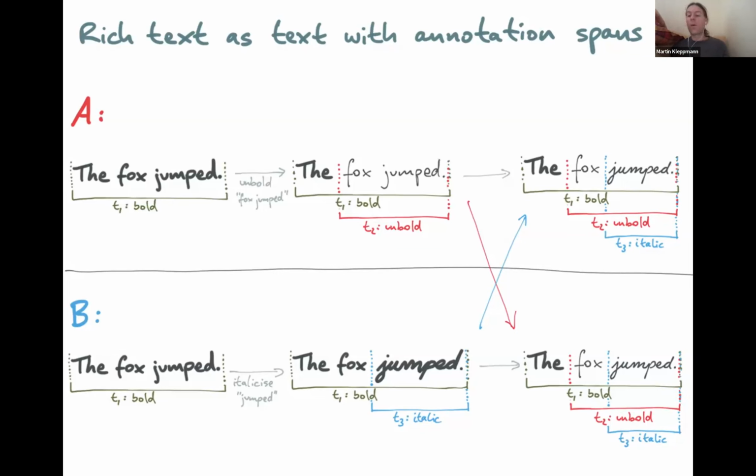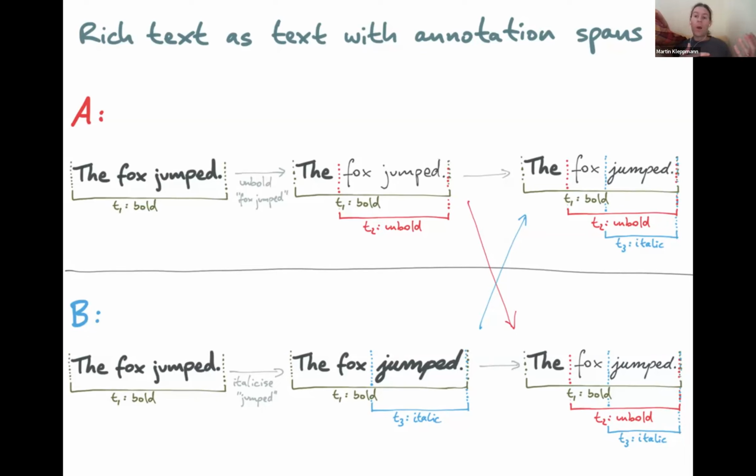And so in this case, we've split up the document into these chunks of contiguous characters, where the word the is bold, the word fox is non-bold, and the word jumped is non-bold and italic. And so we've got sensible merging behavior, and this merging behavior really arose from the way that we modeled the data in the first place.